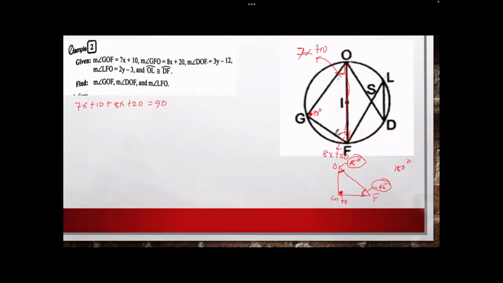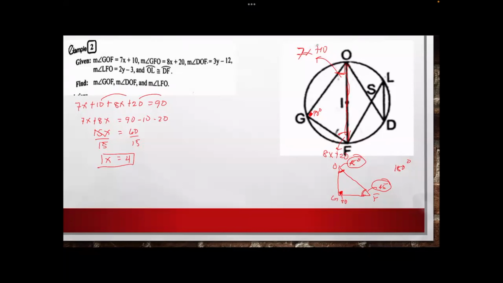Now, we have to combine like terms. So, we will have 7x plus 8x is equal to 90. Transpose 10 and 20, so minus 10 minus 20. So, this is 15x, because 7 plus 8 is 15, is equal to 90 minus 10 minus 20. So, this is 60. Then, divide both sides by 15. Your x will be 60 divided by 15. So, therefore, this is 4. So, your x is equal to 4.